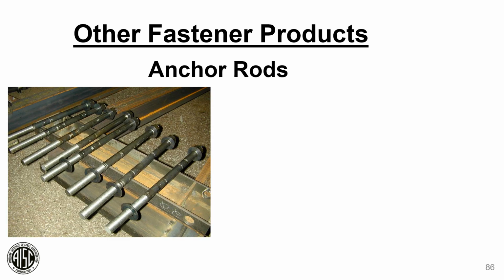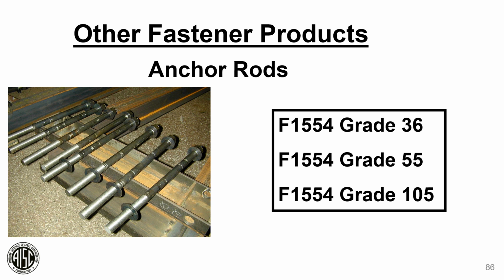Anchor rods. So anchor rods are not bolts. These are rods, and they have their own unique ASTM specification. F1554 grade 36, F1554 grade 55, F1554 grade 105. Now, F1554 covers both nutted and hooked anchor rods.